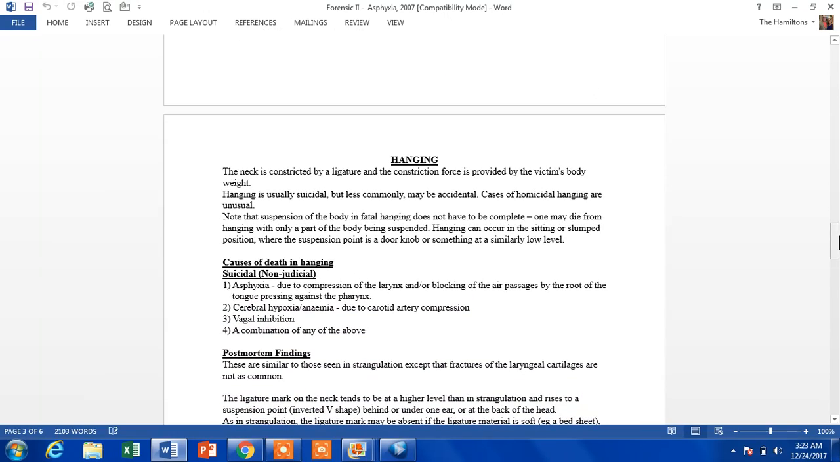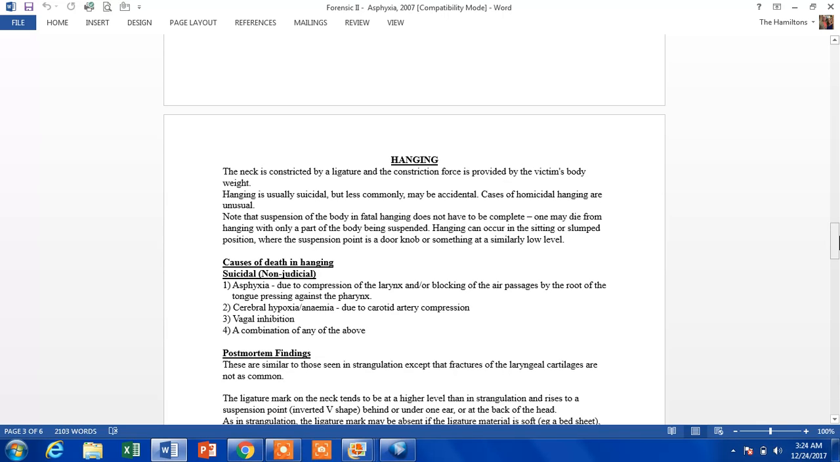Hanging. The neck is constricted by a ligature and the constriction force is provided by the victim's body weight. Hanging is usually suicidal, but less commonly may be accidental. Cases of homicidal hanging are unusual. Note that suspension of the body in fatal hanging does not have to be complete. One may die from hanging with only a part of the body being suspended. Hanging can occur in the sitting or slumped position where the suspension point is a doorknob or something at a similarly low level.